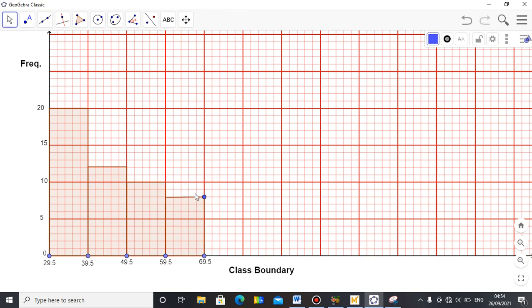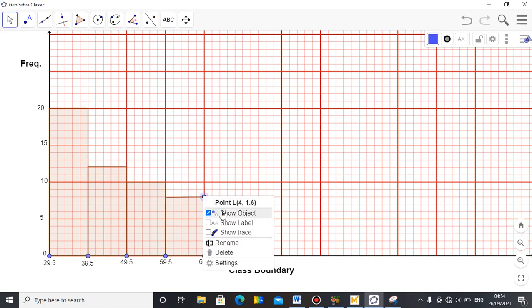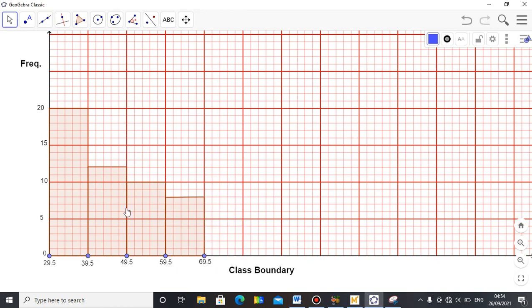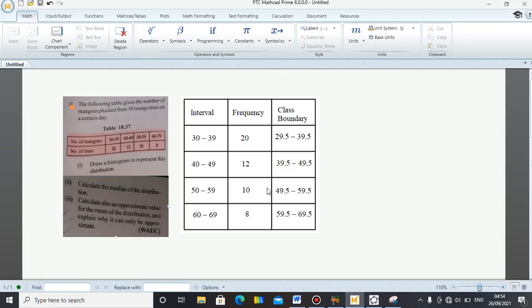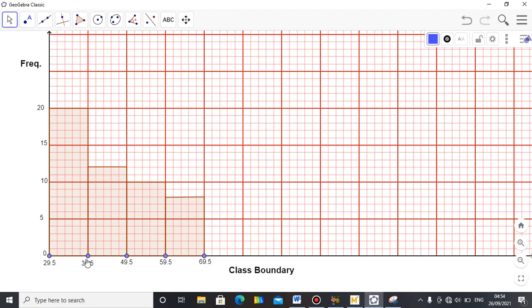Just make sure the bars touch each other, and use frequency in plotting your histogram. We use frequency, not cumulative frequency. Use frequency on the y-axis, then class boundary on the x-axis. Then follow the boundary from lower to upper. Put the first bar. From lower to upper, you put the second bar, just like that. And that is how I got this result. So that is all with this one.